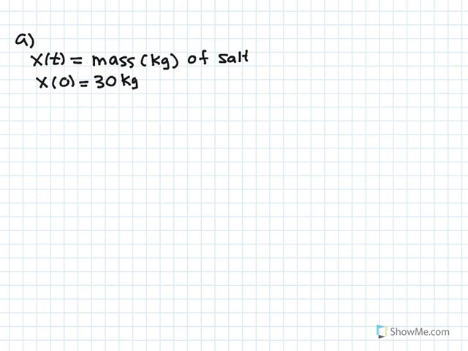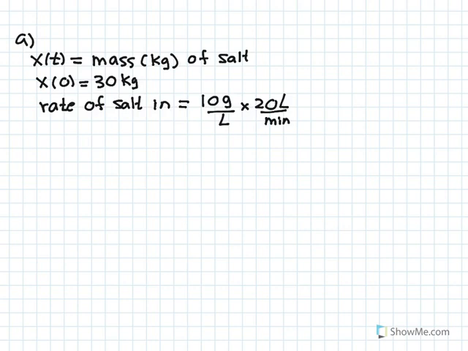Now, let's find the rate of salt that's entering the tank. The rate of salt that's coming into the tank, rate of salt in, is equal to 10 grams per liter, that's the concentration of salt that's coming in, multiplied by 20 liters per minute, that's the amount of solution that's entering the tank. We multiply these two quantities, liters cancels out, and we get 200 grams of salt coming in every minute. Let's change that to kilograms. There's 1,000 grams in a kilogram, so the rate in is equal to 0.2 kilograms per minute.